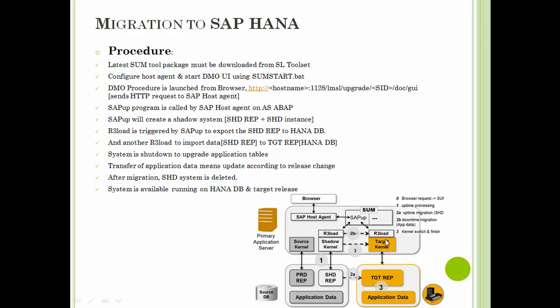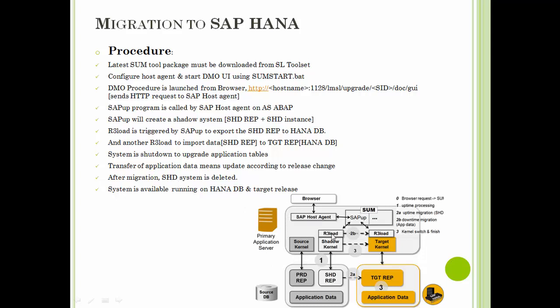And then finally in step 4, the system is completely shut down for upgrading the application tables. That is, the switch of the application tables, which are very important, which hold the actual data, to the target release takes place. That is, by transfer of application data, we mean update according to release change, which is with the help of these R3 load processes, which are running in parallel on the primary application server.